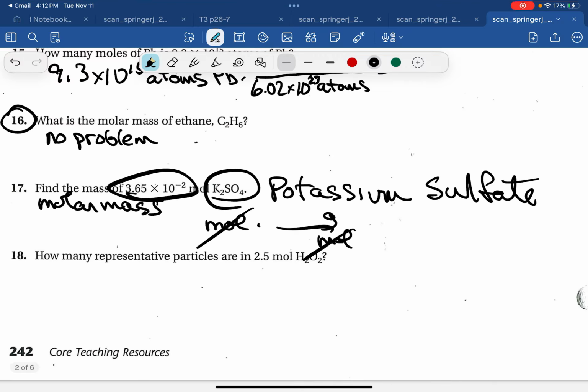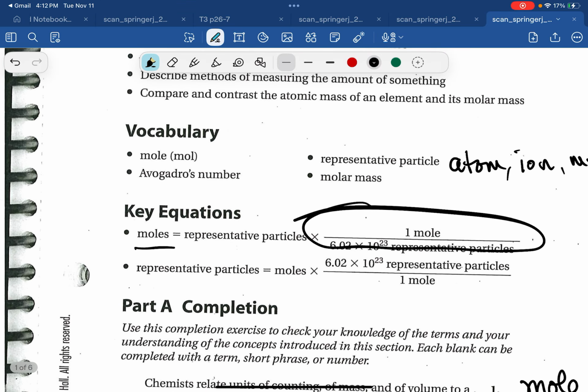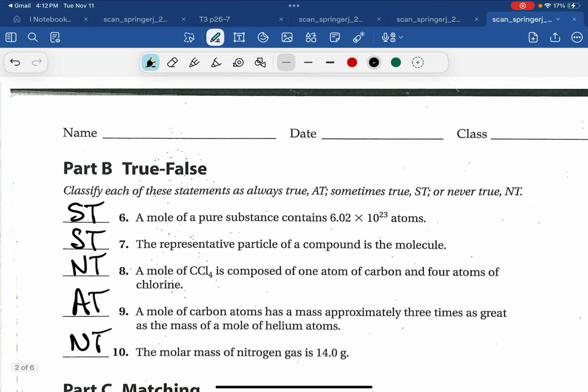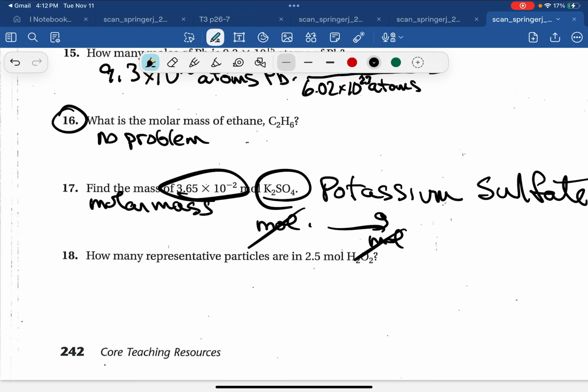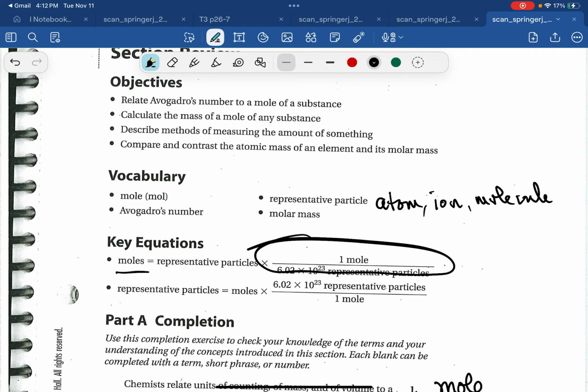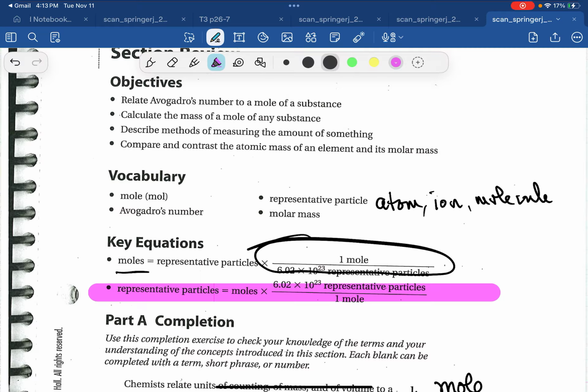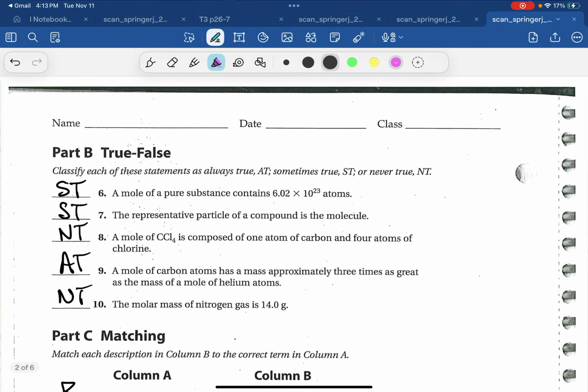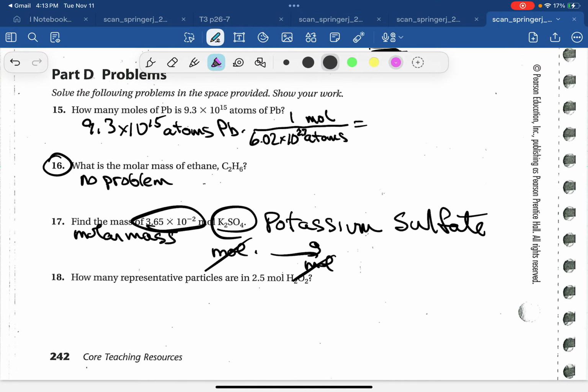And then how many represented particles are in 2.5 moles of H2O2? Well, we've got moles, we want particles. Again, moles to particles, we're going to do 1 mole over... wait. That's not... Are we looking for moles? No, we've got moles. We want to know particles. So we're doing this one this time. So we've got the number of moles. We want to multiply by 6.02 times 10 to the 23rd in order to get the answer there. So do those. Have those ready to submit later on.